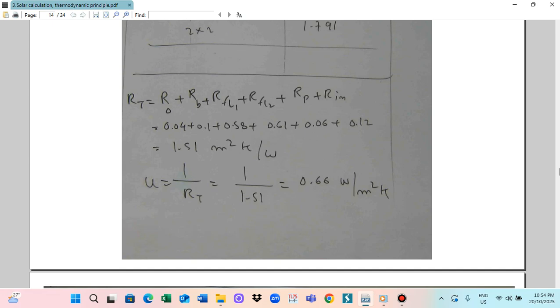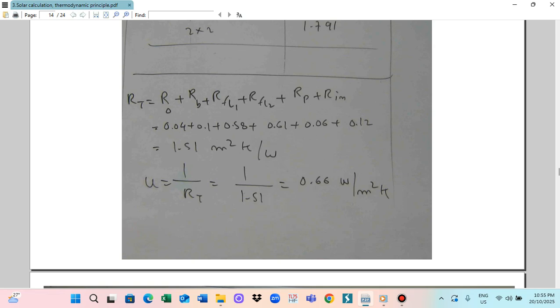So you see here, this one air gap is a 20 millimeter width, therefore RFL1 is 0.58. Another air gap is a 100 millimeter width, so the RFL2 is 0.61. So we only calculate RFL1 and RFL2. You finish the brick, you finish the outside air, RB we already calculated. So those things we have already got.